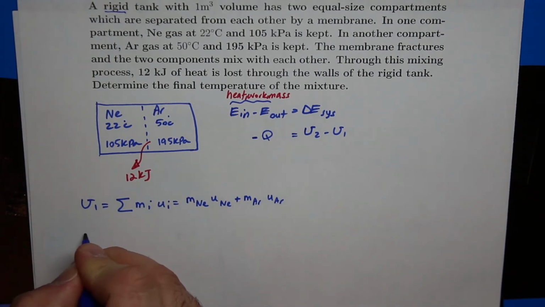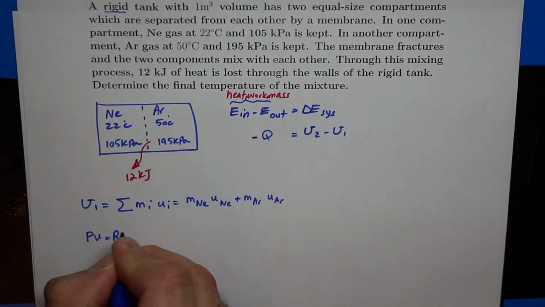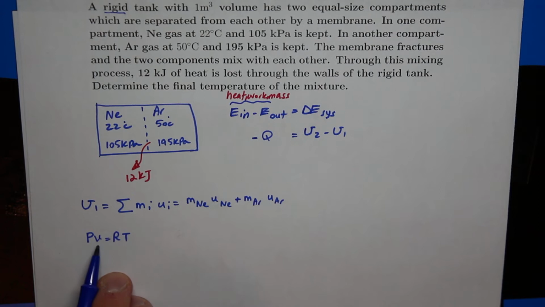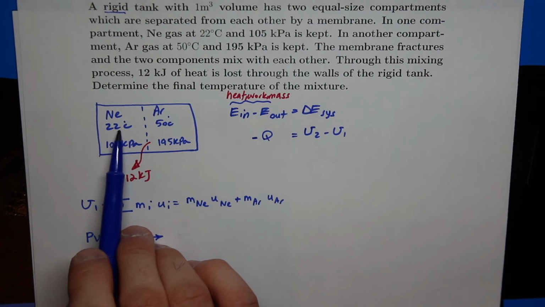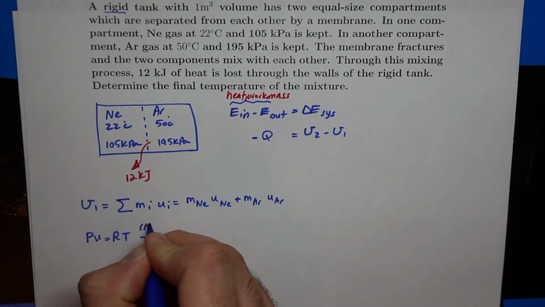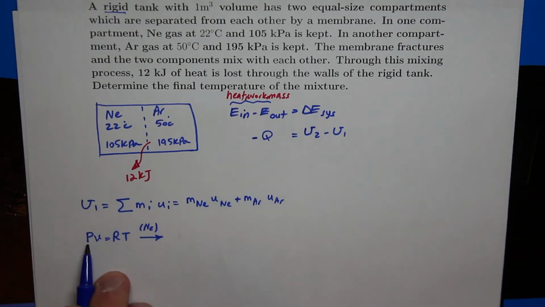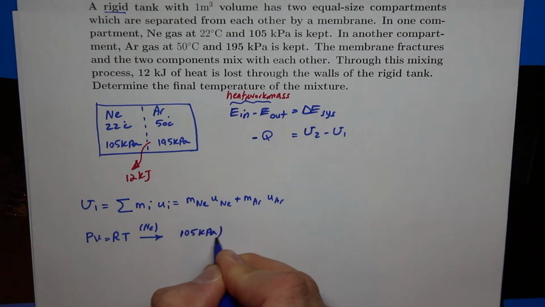So let's do that. The ideal gas law says PV is equal to RT. So P is the pressure, V is the specific volume, R is the gas constant, and T is the temperature. Okay, I'm applying this law to both of these two sides, but separately. So let's first apply that to neon part. Okay, so that means I need to consider the pressure of neon, which is 105 kPa.